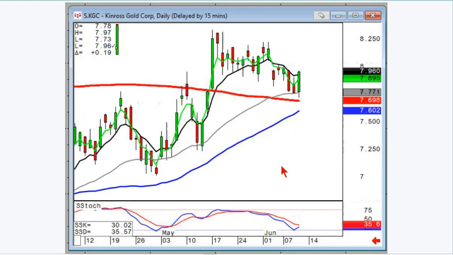KGC, one of the gold stocks. Look how it's kind of supported off the 34. I wouldn't be a buyer of this yet. Probably wouldn't be a buyer of this until they break this downtrend. If you're long, boy, that would have been a toughie to stay long, especially with that. Okay, that one right now I wouldn't be long or short. There's too many other good charts to analyze.